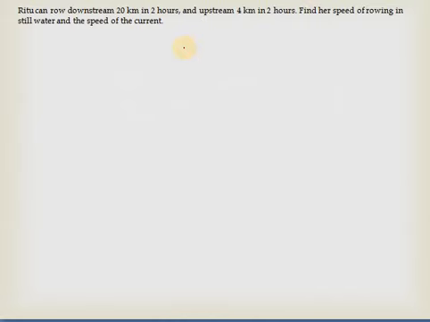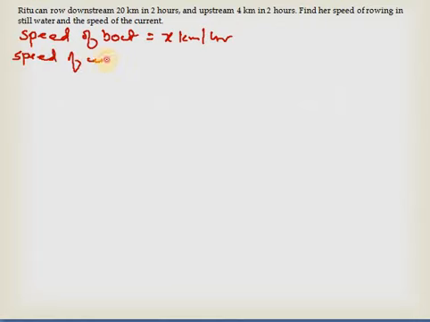Moving on to the downstream and upstream question. In this question, the first thing you can see is: find her speed of rowing in still water and the speed of the current. So there are two things. We can write her speed of the boat in still water is equal to x kilometers per hour, and the speed of the current is equal to y kilometers per hour. Now we have these two variables.